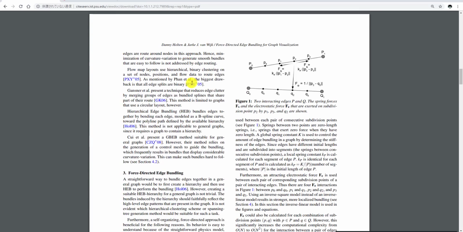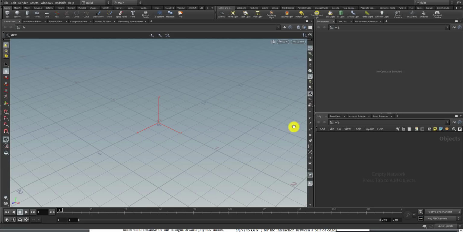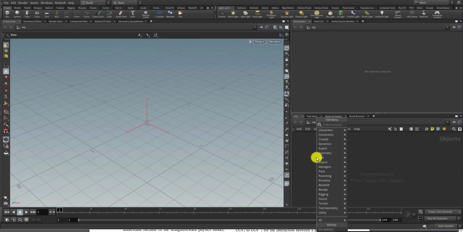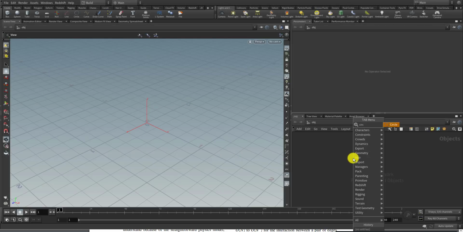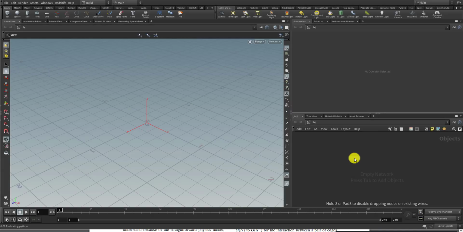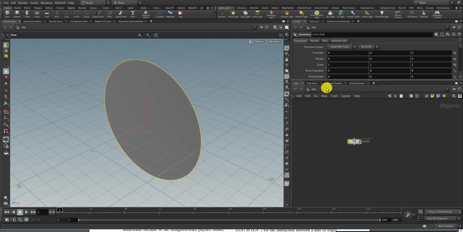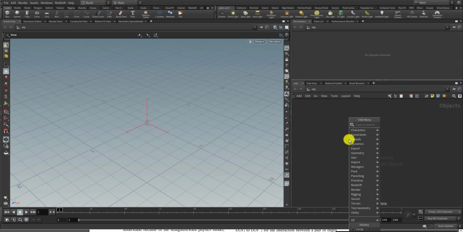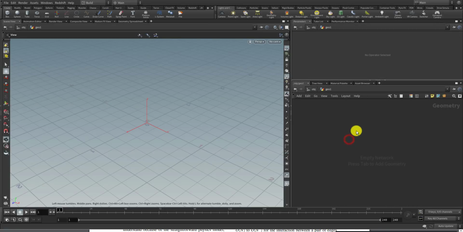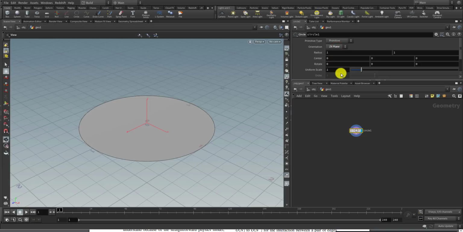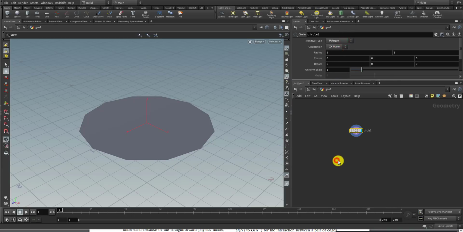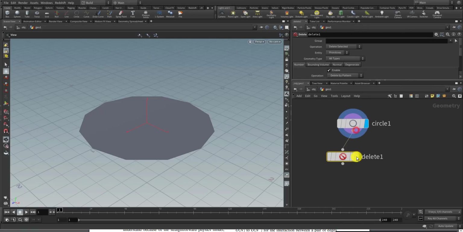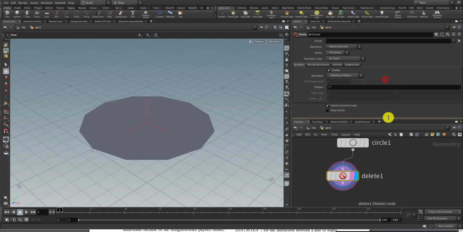So I'm going to show you how you can implement this in Houdini. It's simpler than you think. You just need to implement what it says in the paper, so it shouldn't take that long, I think. Let's first make a random line network. I'm just going to make a simple line network. First, let's make a geometry. Let's make a circle, and make a polygon, and extract a point from it. Delete the primitive.